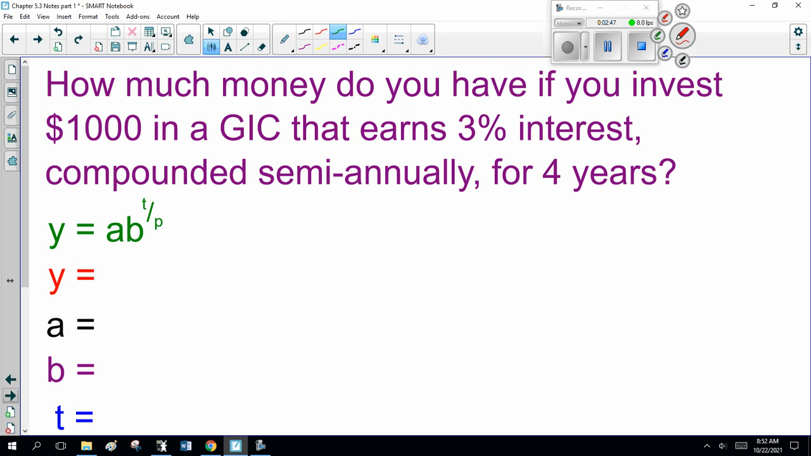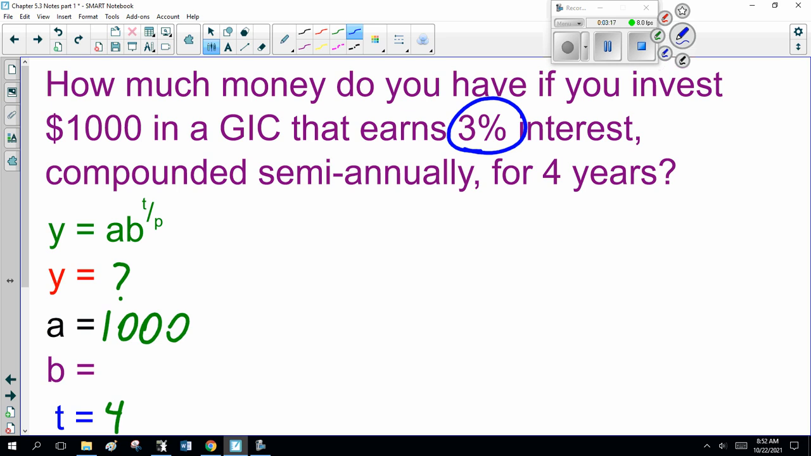So how much money do you have if you invest $1,000 in a GIC that earns 3% interest compounded semi-annually for 4 years? Now, let's unpack this. How much money do you have? What you end up with when you start with $1,000, 4 years. Now, base 3% and compound semi-annually. All right, so let's deal with the 3%. That's my base.